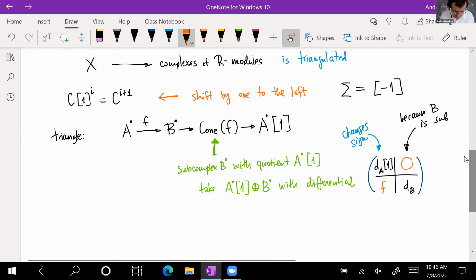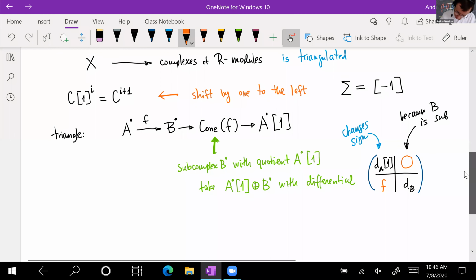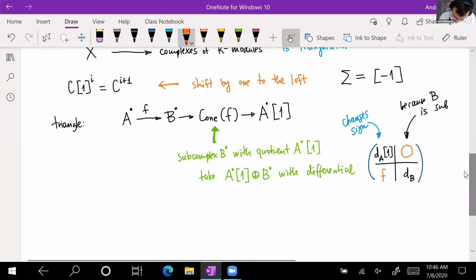So a triangle in the category of complexes is any triple that's isomorphic to a triple like that. So it makes a triangle in this category. And so then, right, the fact that F is a map of complexes means that this new differential squares to zero. So exercise.